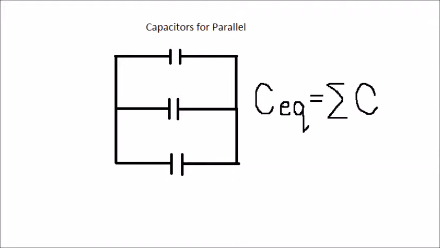In a parallel circuit, the current that runs through it will divide into 2 or more paths before coming back together to complete the circuit. The total capacitance of capacitors in parallel is equal to the sum of their individual capacitances.